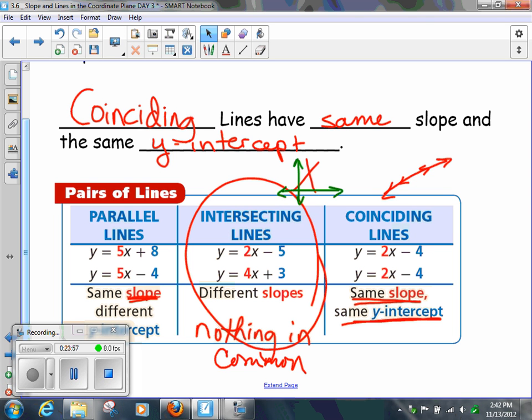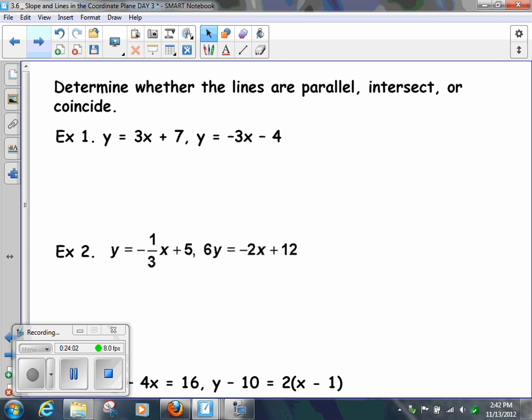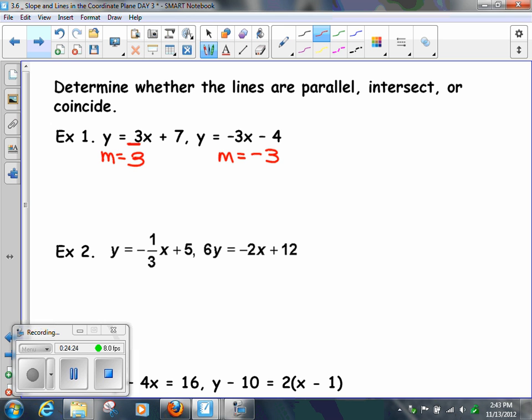All right, now, questions at all so far? What are we going to do with this? You have to determine whether these lines are parallel, intersect, or coincide, okay? So you've got to be able to look at these equations, and you need to compare their slopes. So slope of the first line is what? 3. Slope of the second line is -3. Do I need to go any farther? Are they parallel, intersecting, or coinciding? They're intersecting. Very good.